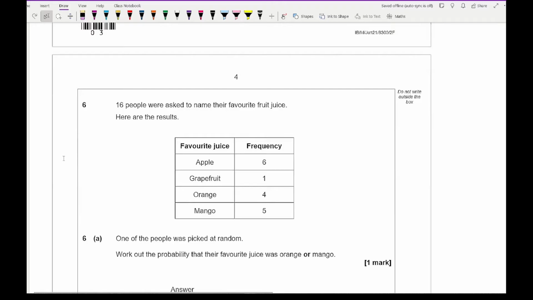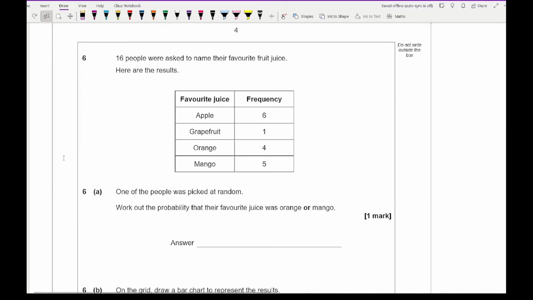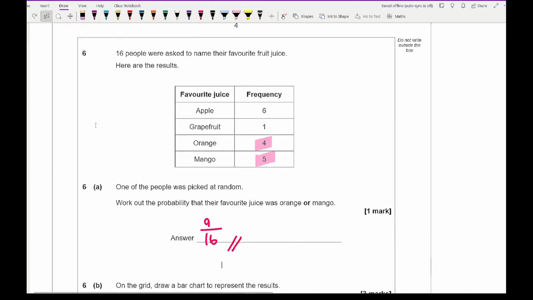Moving on to question 6, it says that 16 people were asked to name their favourite fruit juice. Here are the results, and it says one of the people was picked at random. Work out the probability that their favourite juice was orange or mango. So here, orange or mango is going to be 9 people, so it's going to be 9 out of 16. And does that simplify? No, it doesn't, so that there is our final answer.